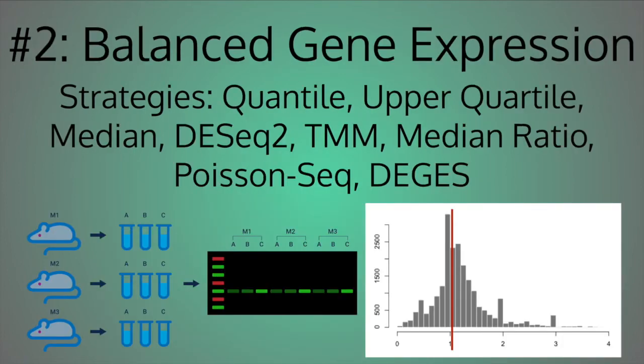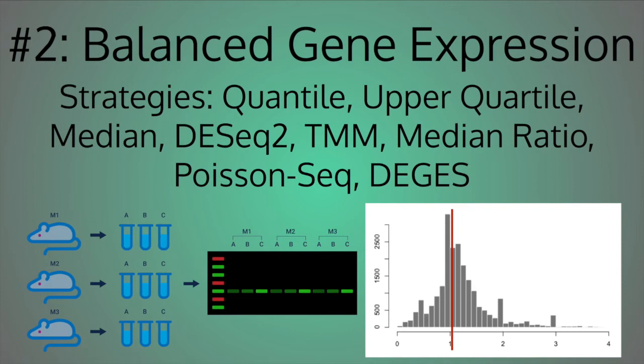Number 2 relies on balanced gene expression, and this, in a sense, talks about the same amount of downregulation as upregulation, that most things aren't differentially expressed, and that I can figure out and compare between non-differentially expressed genes, between the samples, and thereby create a scaling factor that allows me to normalize between them.